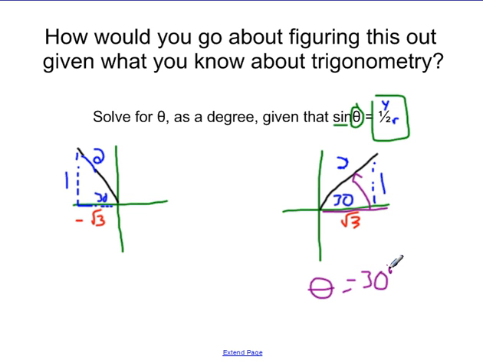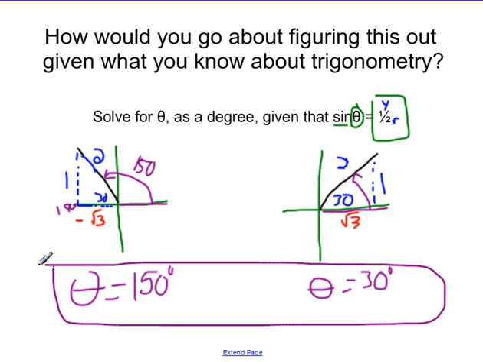And the second one, from here, terminal side, well, this is 30. Well, you know this is 180. So 180 minus 30 puts me at 150. So theta would equal 150. That's it.